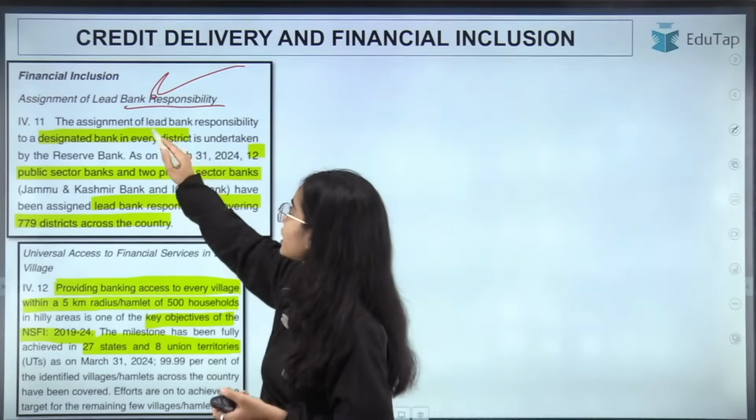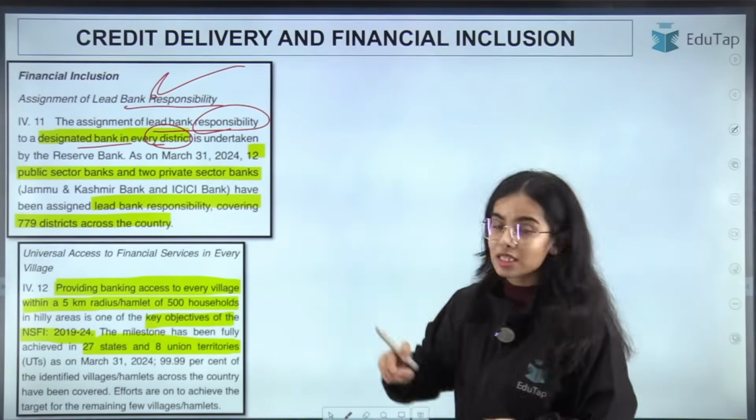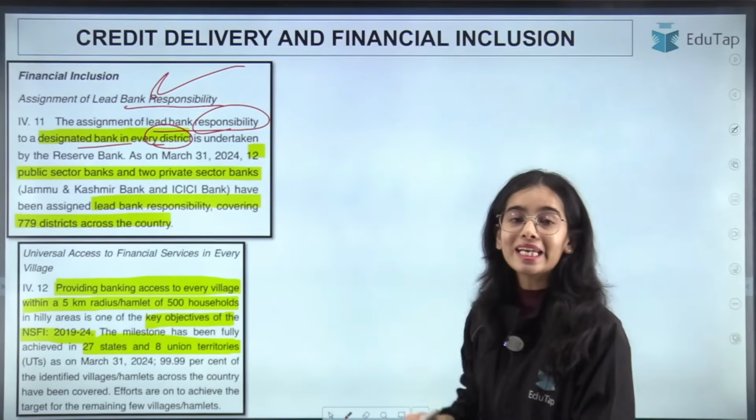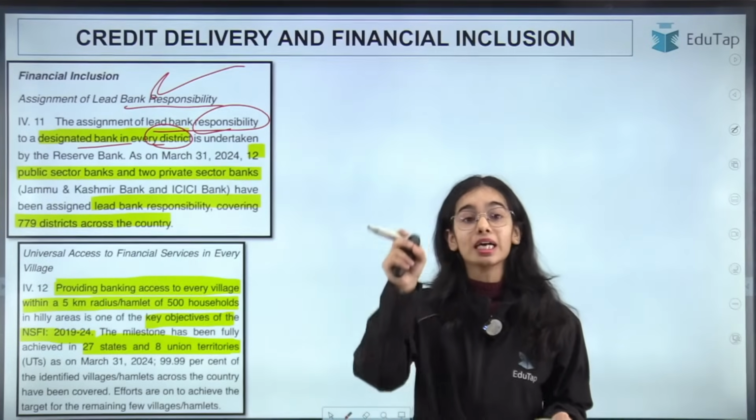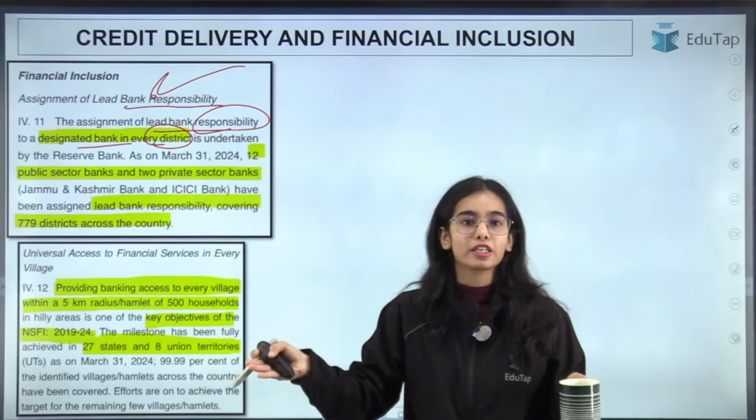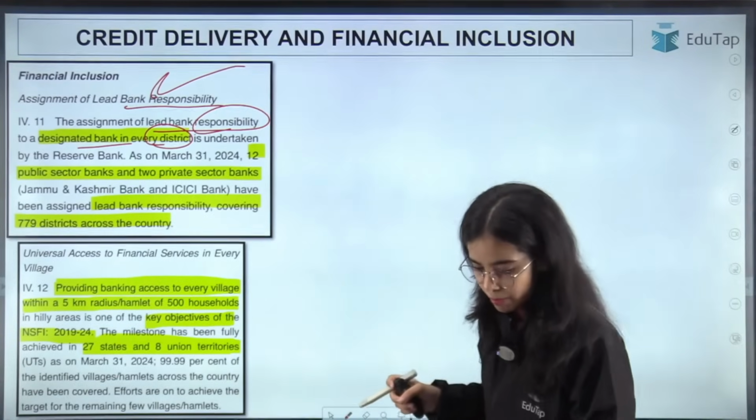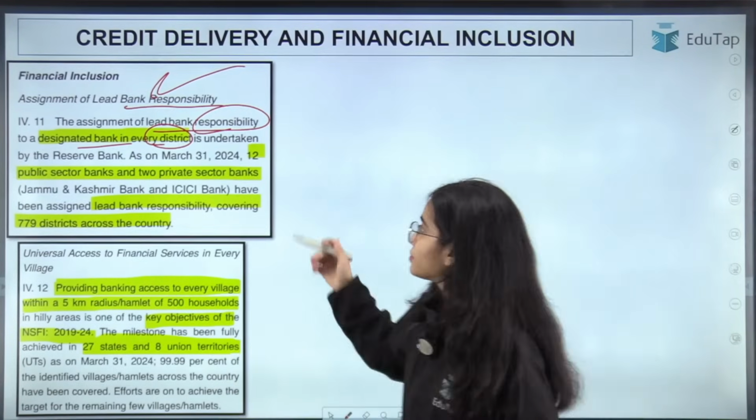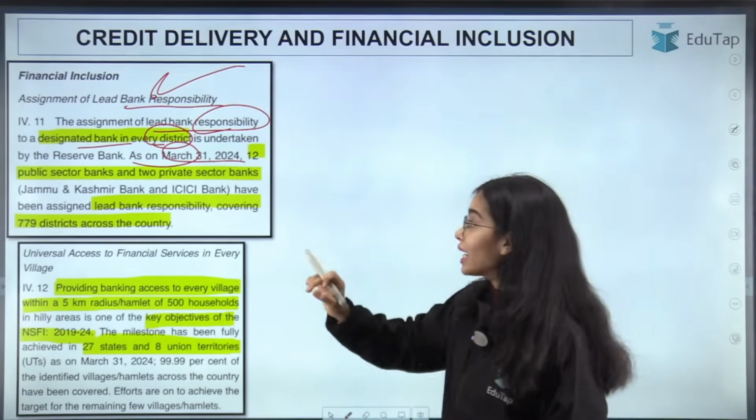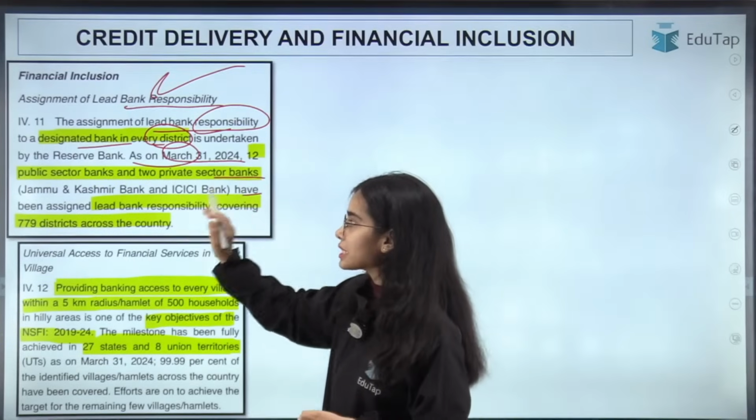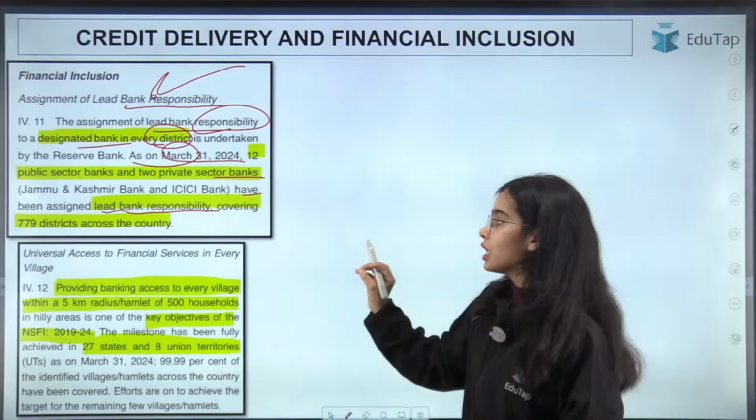So that is the assignment of lead bank responsibility to a designated bank in every district. The RBI wants that in every district there should be a lead bank that has the responsibility to further the financial inclusion in that area, okay. As on March 31st, 2024, 12 public sector banks and 2 private sector banks have been assigned the lead bank responsibility covering 779 districts across the country.